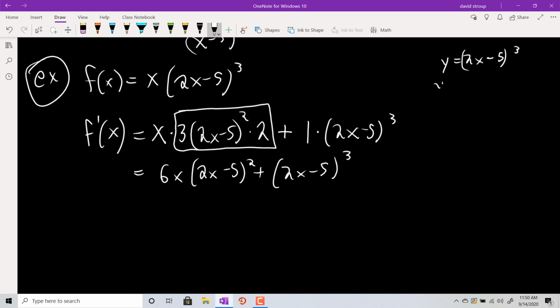So your y is u cubed, and then your u is the guts, the 2x minus 5 part.